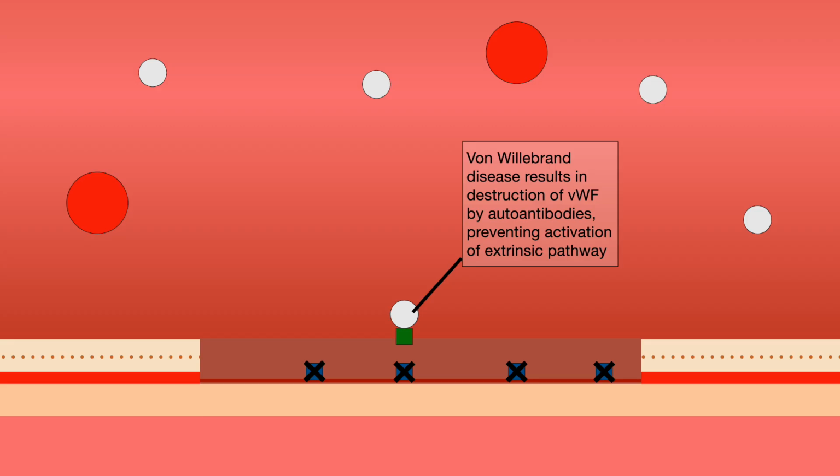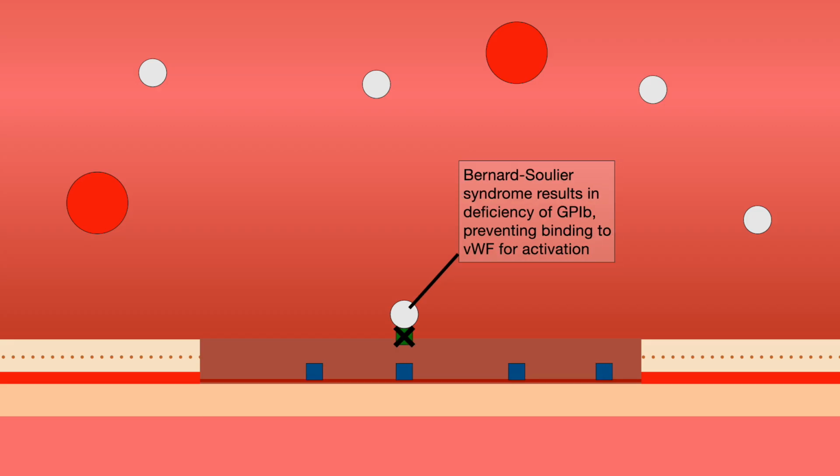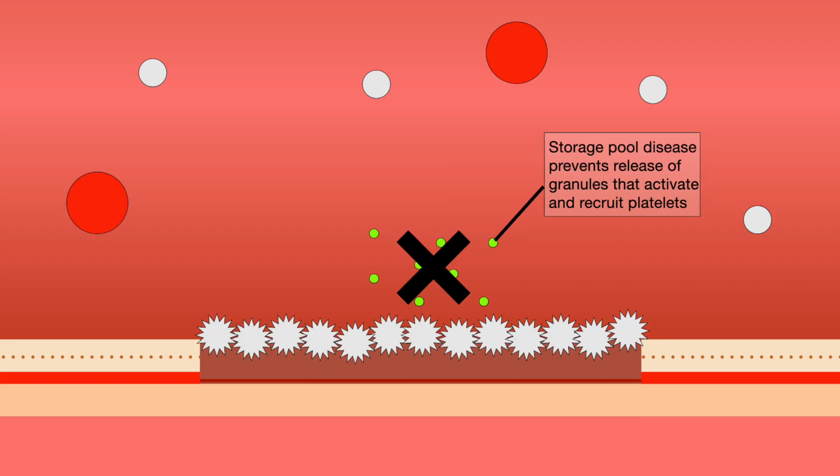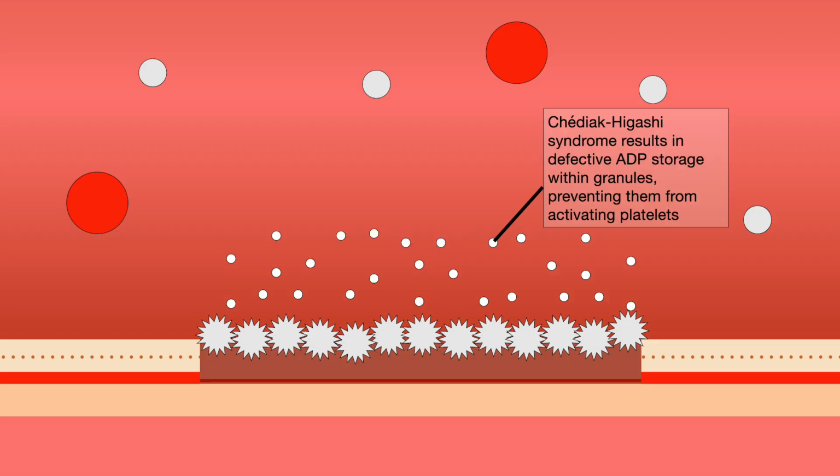This condition has been reported in dogs. Bernard-Soulier syndrome results in a deficiency of GP1B, which prevents platelets from binding to von Willebrand factor. This condition is primarily described in humans. Storage pool disease prevents the release of granules from the platelets, preventing them from activating and recruiting other platelets. This condition has been described in Cocker Spaniels.